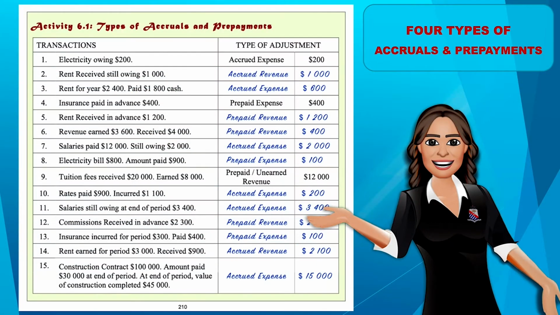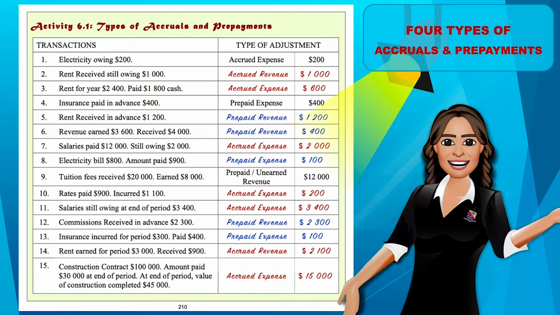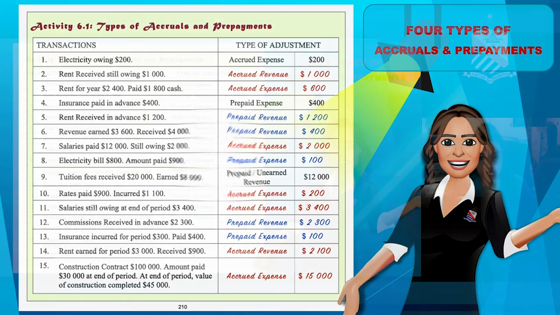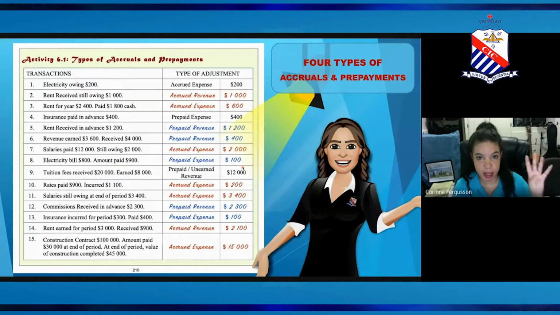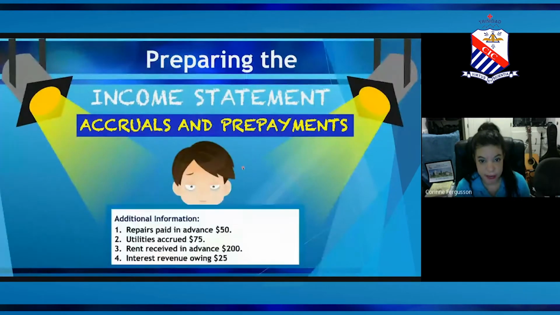We had done this exercise. If you ever want to stop, these are the answers for you. This was where we were just identifying the 4 types and the amounts. You have to be able to do that. That is the first step in preparing the income statement and the balance sheet: being able to identify which of the 4 it is. There's no way that you can do the income statement and the balance sheet with the accruals and prepayments if you can't first identify. So we spent a lot of time on that, and it is something that you really do need to get into.